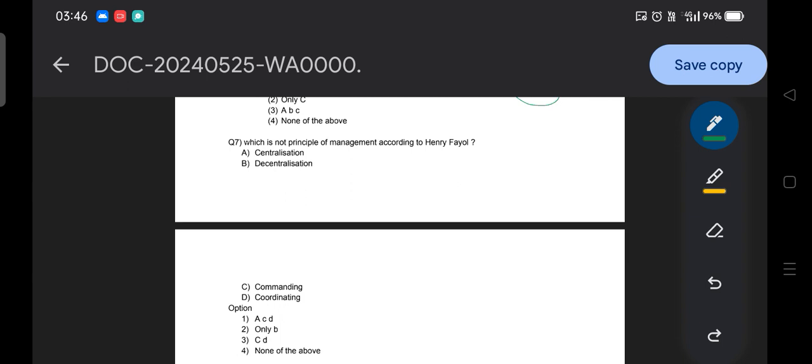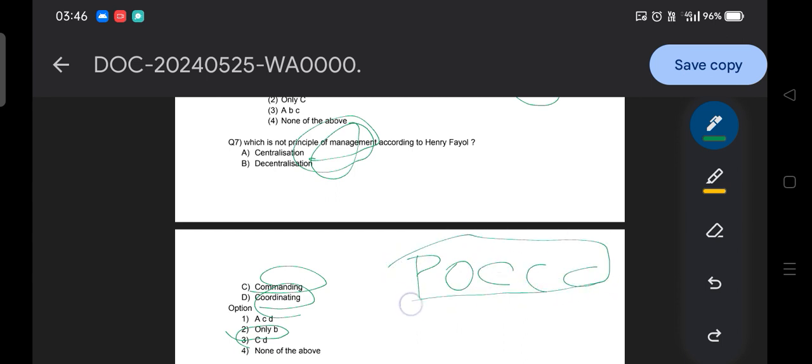As you all know, Henry Fayol provided the 14 principles, and the answer to this question is basically option 3, because commanding and coordinating are not principles of management. If you check the 14 principles of management, commanding and coordinating are not part of them. They are part of POCCC, which means the functions of the executive, and there is a difference between the functions of an executive and the principles of management. So P is for planning.